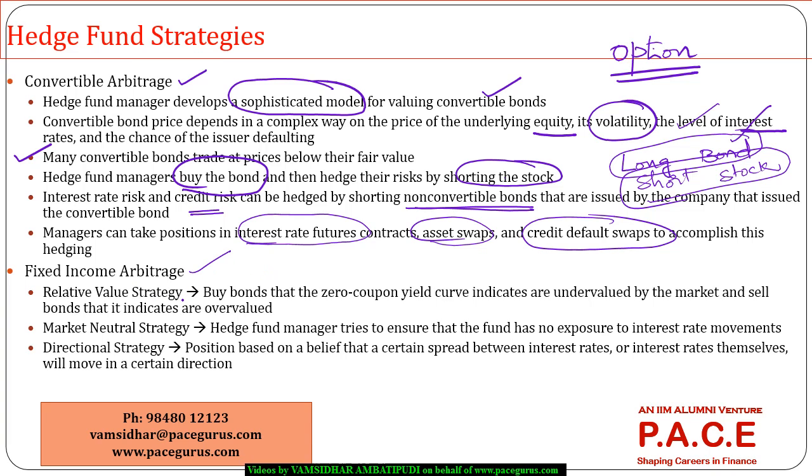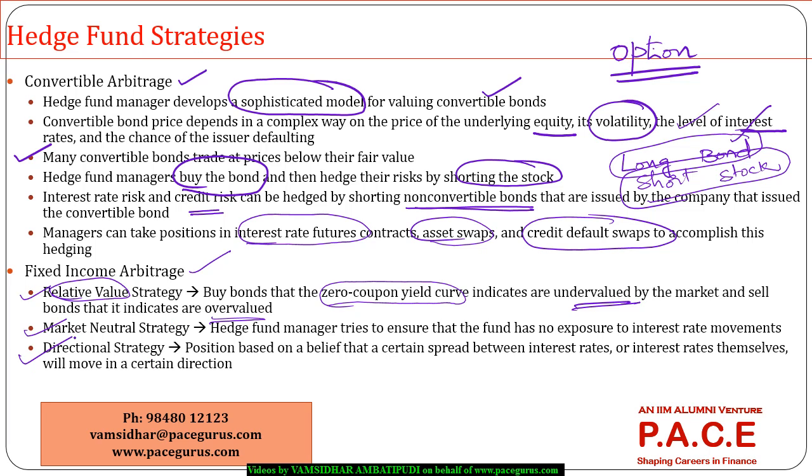Similarly, you have a fixed income arbitrage strategy that they can go with. Here you could see a relative value strategy, and the word is very clear: buy the cheaper one and sell the expensive one. So they are buying the zero coupon yield curve bonds which are undervalued and selling the ones that are overvalued. That's a relative value strategy. And market neutral, overall they make sure that the portfolio is nowhere exposed to interest rate movements. Even if the interest rates go down or go up, we are not that much impacted at all.